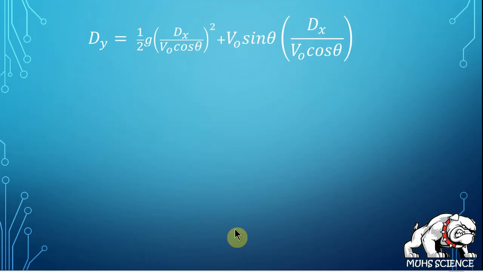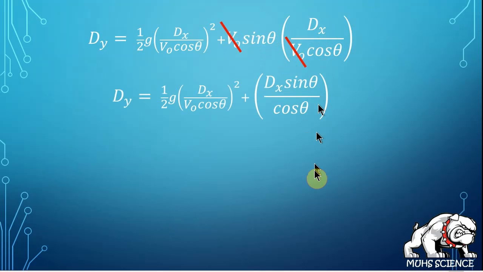So after we've done our replacement, here's what we have, and now it's time to do a little bit of cleanup. The first thing I'm going to look at is this right side. I've got a v0 on the outside here, and a v0 on the bottom here. Those v0s will cancel out. That leaves me with a sine theta. I'm going to move the sine theta on top here, and so we get dx sine theta over cosine theta. And that's all I'm worried about right now, this term right here.